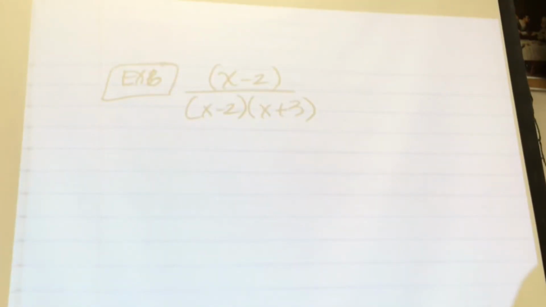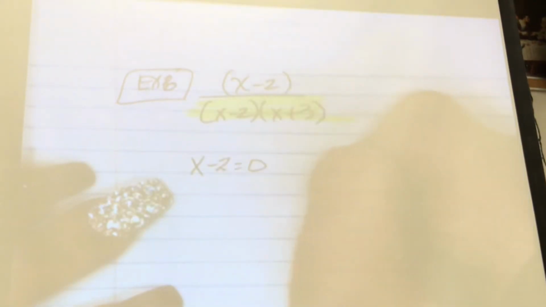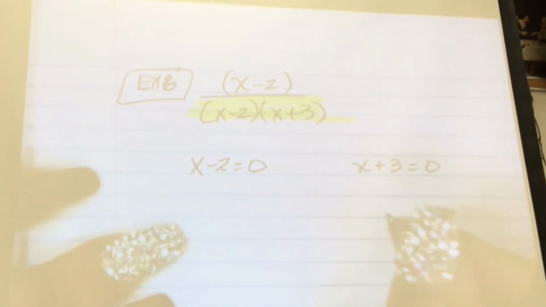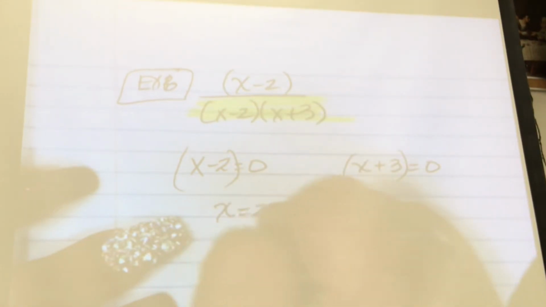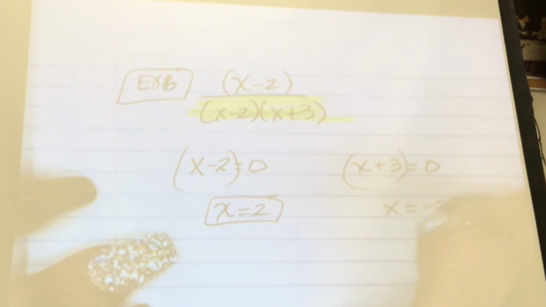Example 6, you might see it like this as well. x minus 2 over x minus 2 and x plus 3. Again, you're going to set the denominator equal to 0. So that's x minus 2 equals 0, and x plus 3 is equal to 0. You don't have to multiply it out. It's already factored for you. So x equals 2, and x equals negative 3.